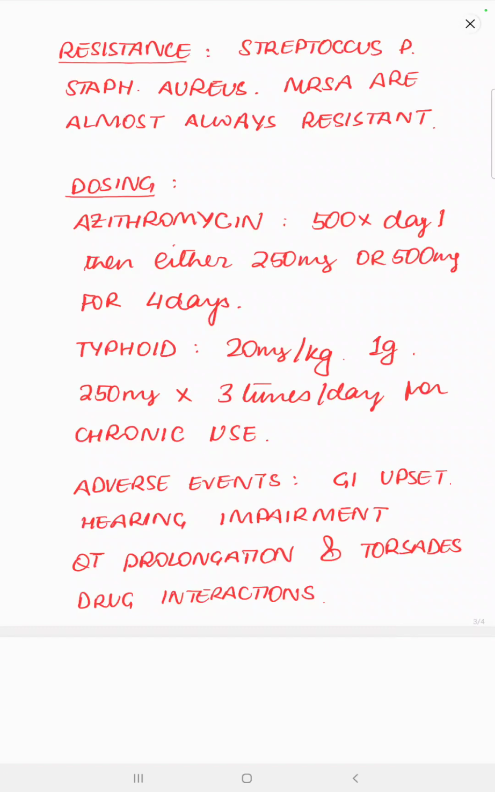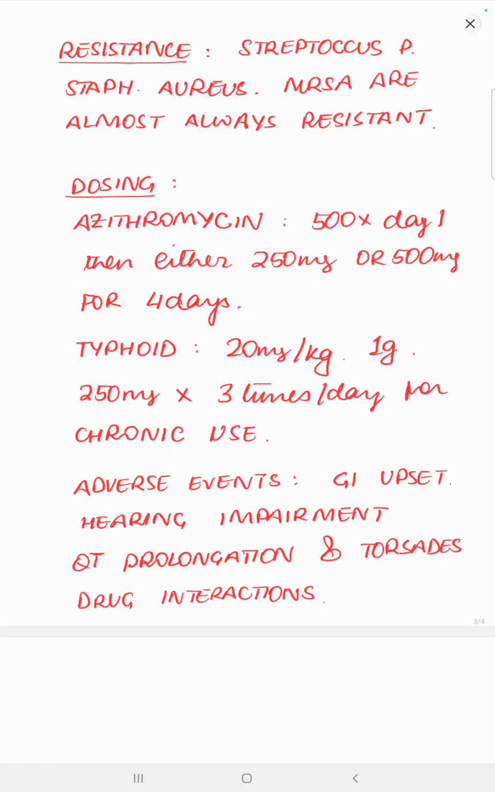It can cause torsades. There are a lot of drug interactions, and they become significant because an agent like azithromycin has a long half-life, a wide tissue penetration and availability, and so the interaction may come into picture even after the discontinuation of the drug.